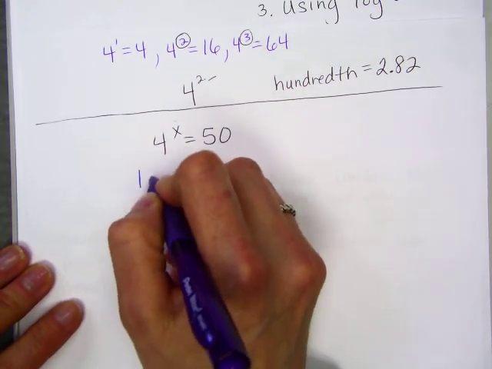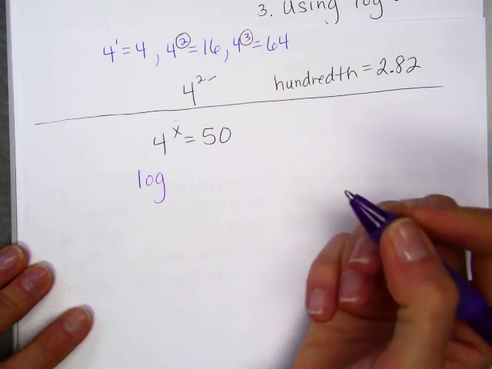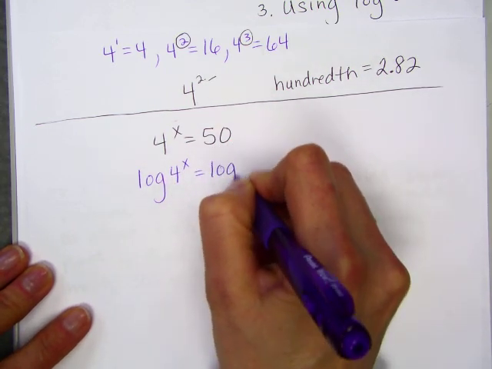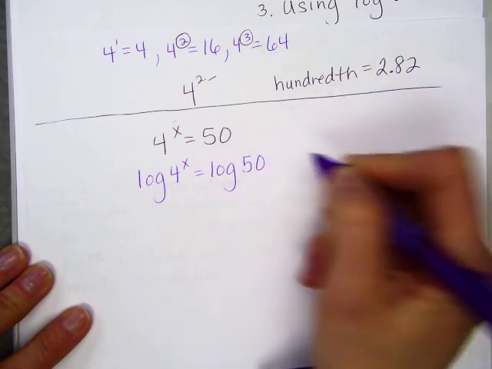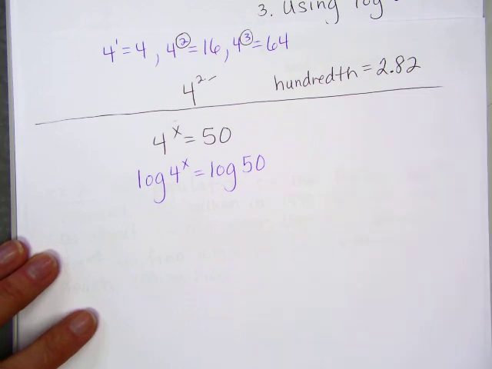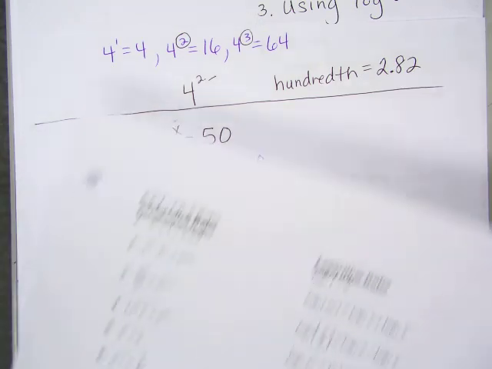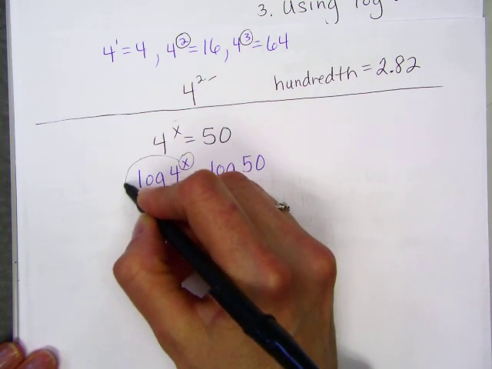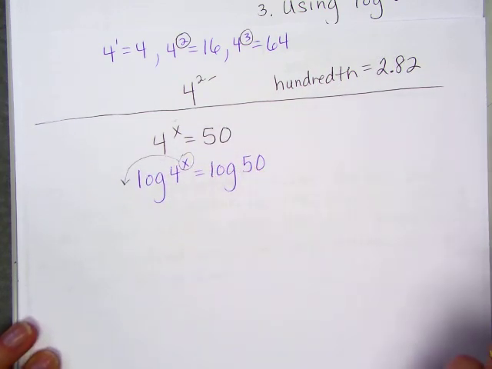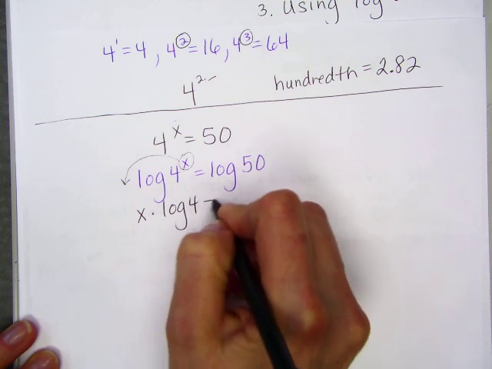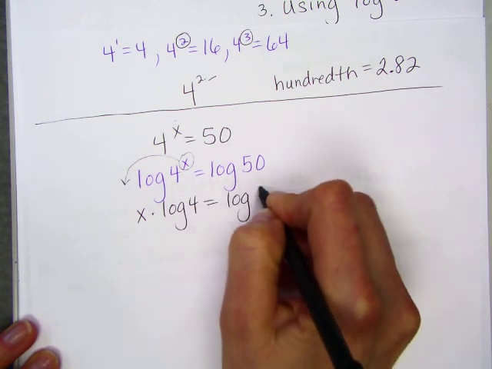If you take the log, I'm going to use common log, but it really wouldn't matter which one. Common log of both sides. Remember that the rule still applies. What you do to one side of the equation, you got to do to the other side. Okay. This exponent then can jump down in front because of that log to a power rule. And then we'd have x times the log of 4 equals the log of 50.